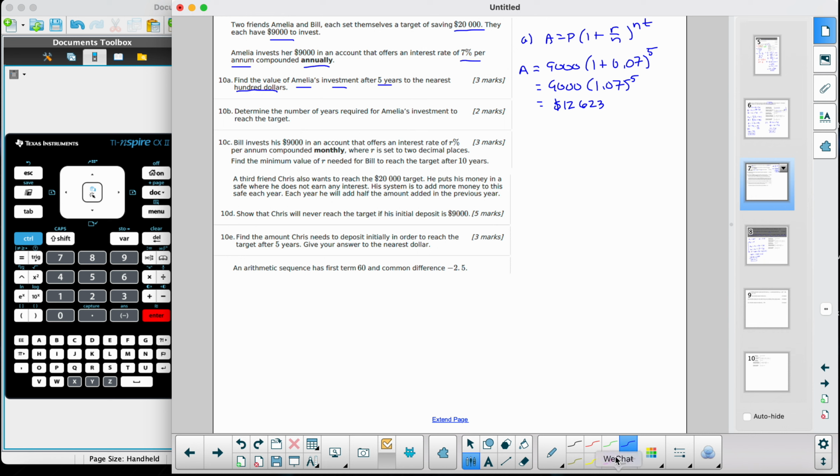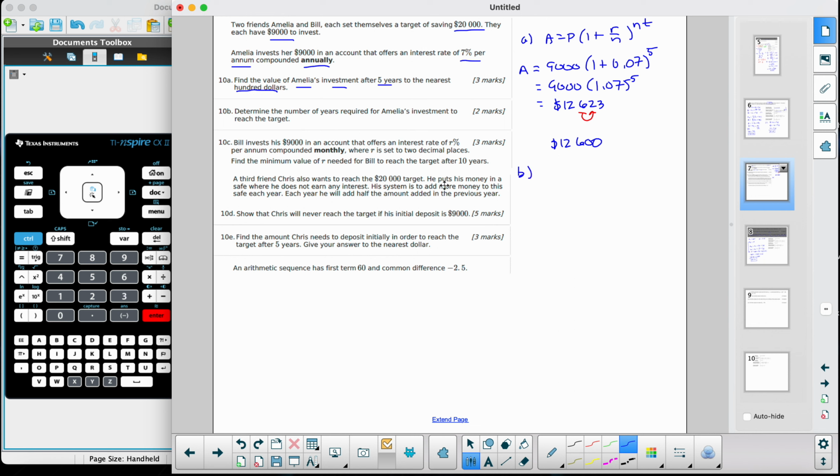Now to the nearest 100, this is the hundredths place, right? I look to the right, that's less than 5. So the 6 remains. I do not round it up to the 7. So to the nearest 100, it's $12,700. No, what's the matter with me? I don't round it up. $12,600. Okay. All right.